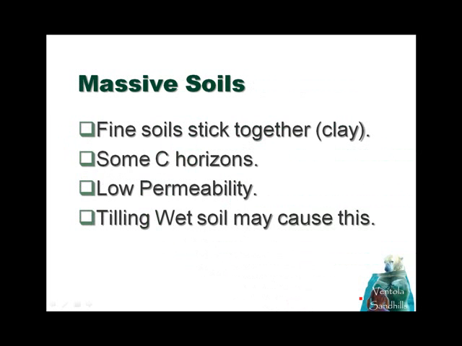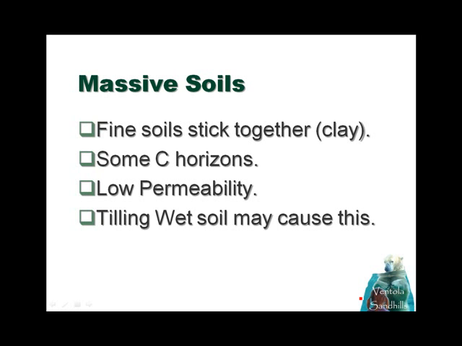Sometimes these will be a barrier to water moving, and tilling wet soil may cause the soil to become a barrier for water to move through. And this can happen in turf grass sometimes. If we were to use solid aerification tines over and over again at the same depth, we could create a plow pan, and this would also make a massive soil layer that didn't allow water to get through.